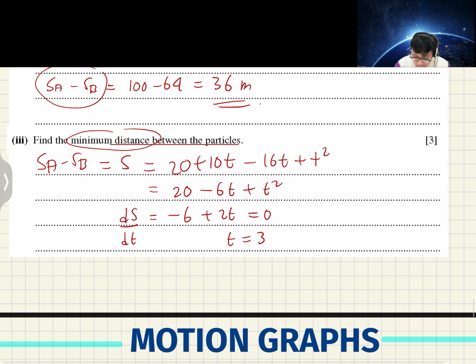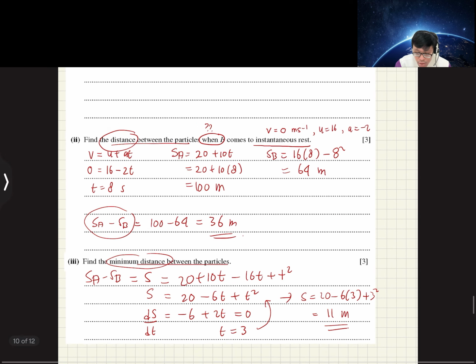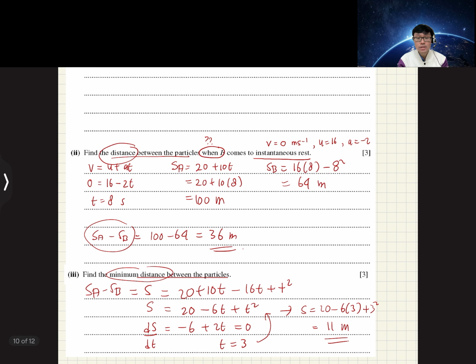So you plug into the distance formula. You get S equals 20 minus 6 times 3 plus 3 squared. When you calculate, you will get 11 meters. So that's how we solve questions related to SUVAT.